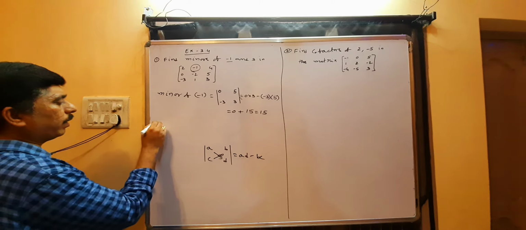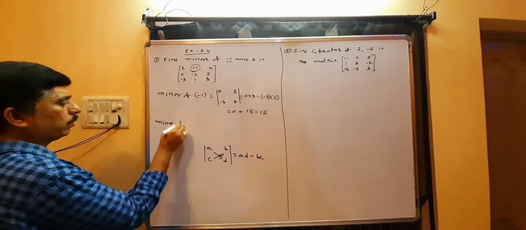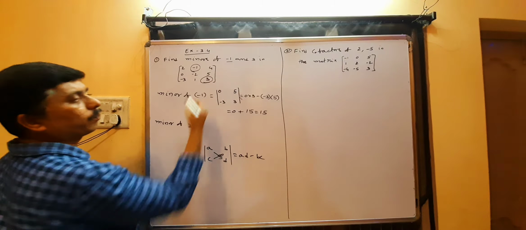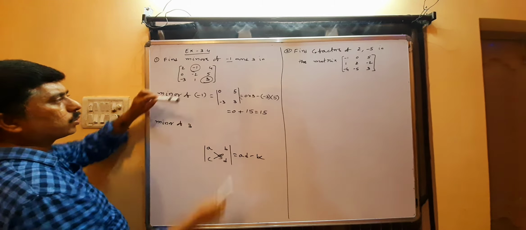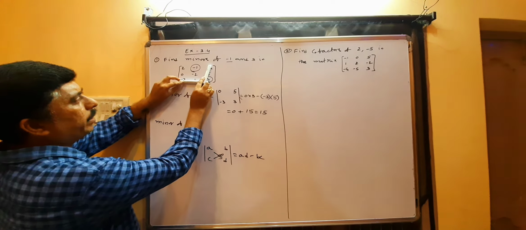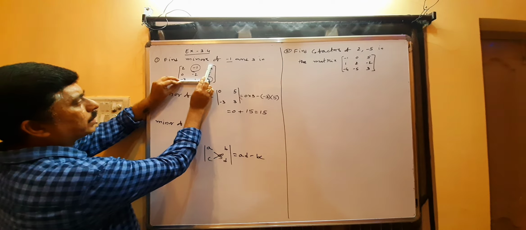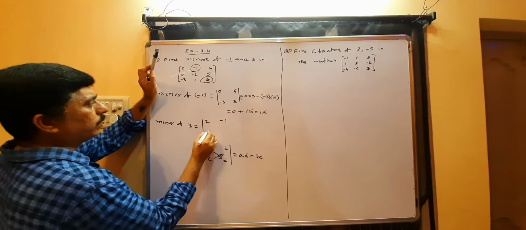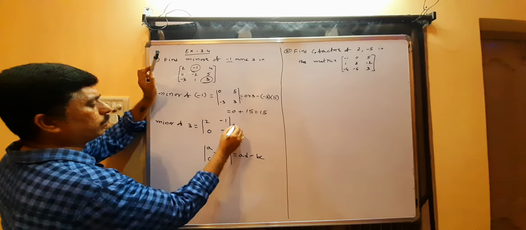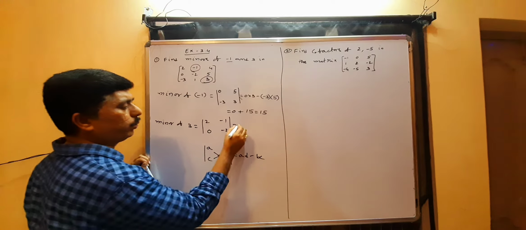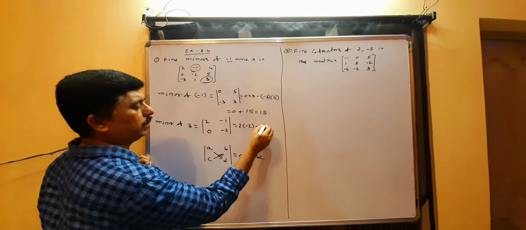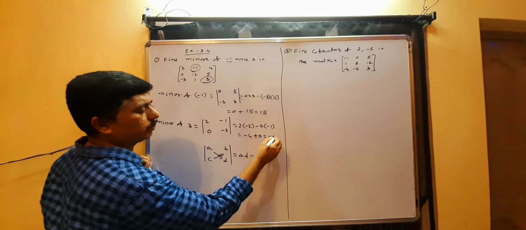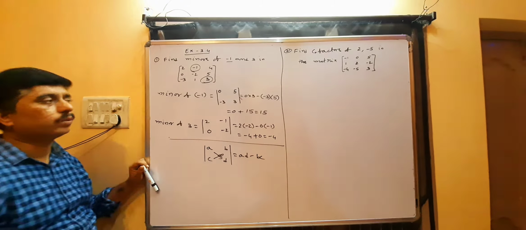Next you have to find the minor of 3. 3 appears in the third row, third column, so delete the third row and third column. The remaining elements are 2, -1, 0, -2. Substitute in the determinant: 2 into -2 minus 0 into -1, which is -4 plus 0. So -4 is the answer. Copy these two.